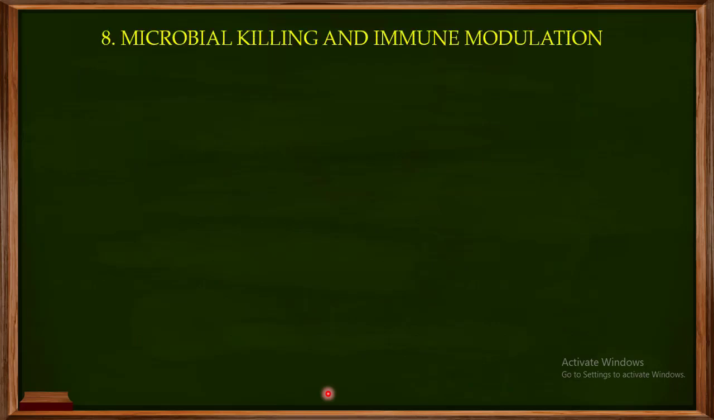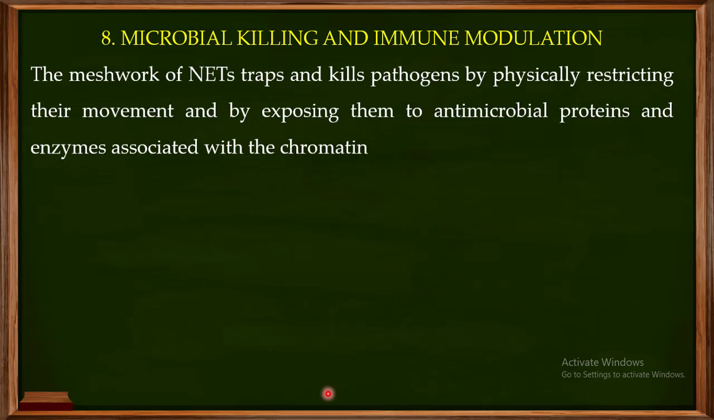And the last step, once you have made a stable net, you can go for the microbial killing and the immune modulation, because the meshwork of the net that has trapped the pathogen has killed it by physically restricting its movement and by exposing it to the antimicrobial proteins and enzymes associated with the chromatin.